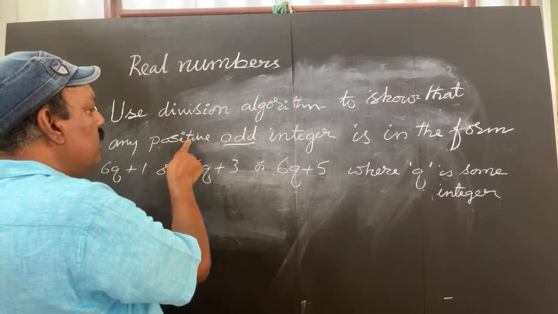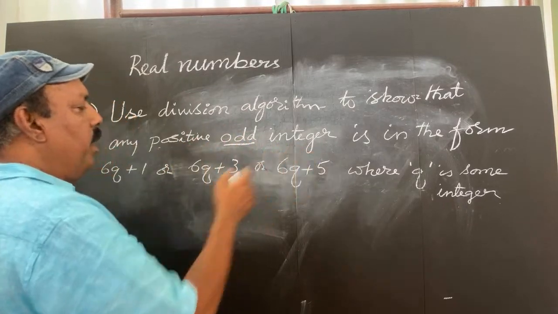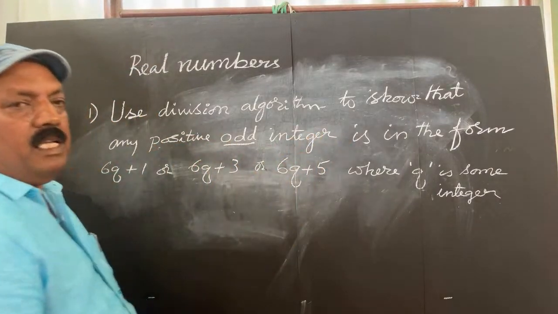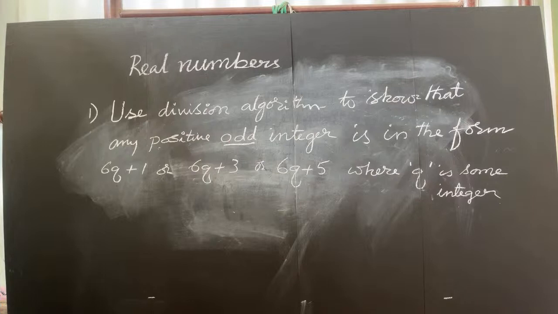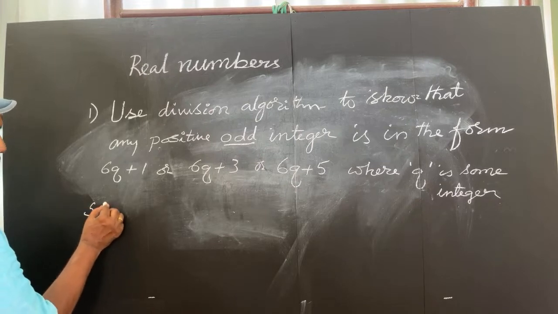Otherwise, the cube of a positive integer is in the form of, or the square of a positive integer is in the form of. Like that, you have got problems you are going to face. Now we'll solve this problem. Simply try to understand, try to learn this one.